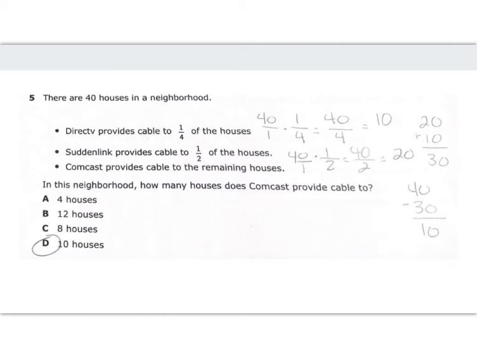So in order to figure out our answer, we need to figure out how many houses in the neighborhood have DirecTV and Suddenlink first. So to do that, if there's 40 total houses and 1/4 have DirecTV, I'm going to multiply 40 times 1/4 and get 10. Again, you can find this on the work on the right side of the problem. Do the same thing for Suddenlink. There's 40 total houses. If half have Suddenlink, that would be 20 houses. If we add those up, that means 30 houses have either DirecTV or Suddenlink. That leaves us with 10 houses having Comcast. So the answer was D, 10 houses.